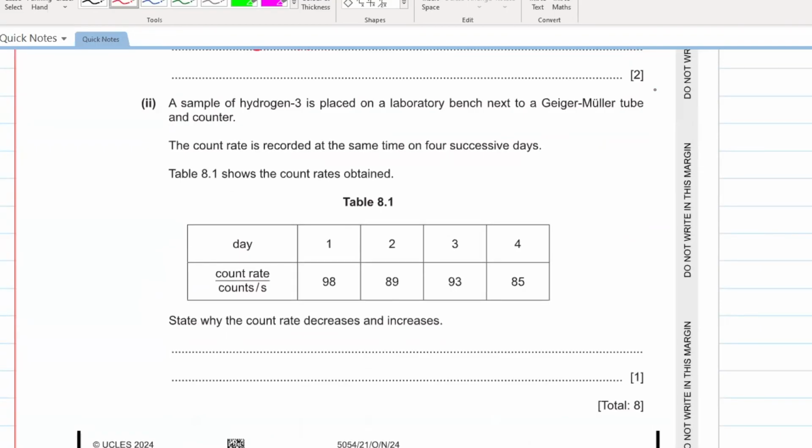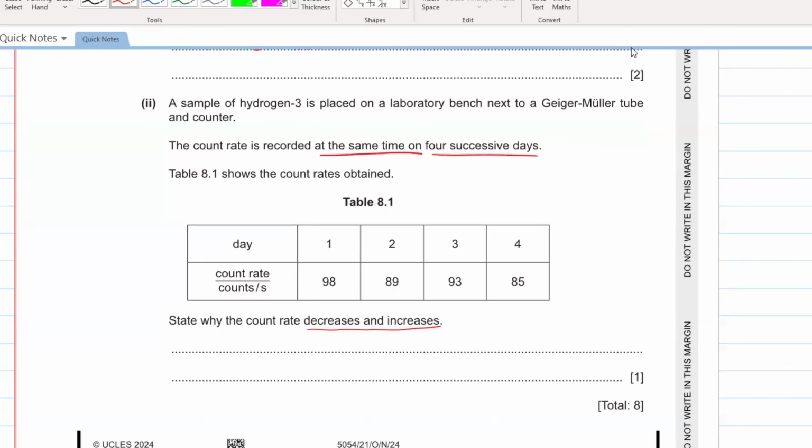A sample of hydrogen is placed on a laboratory bench next to a Geiger-Müller tube and counter. The count rate is recorded at the same time on 4 successive days. Figure 8.1 shows the count rates obtained: sometimes 98, sometimes 89, then 93, then 85. State why the count rate increases and decreases.